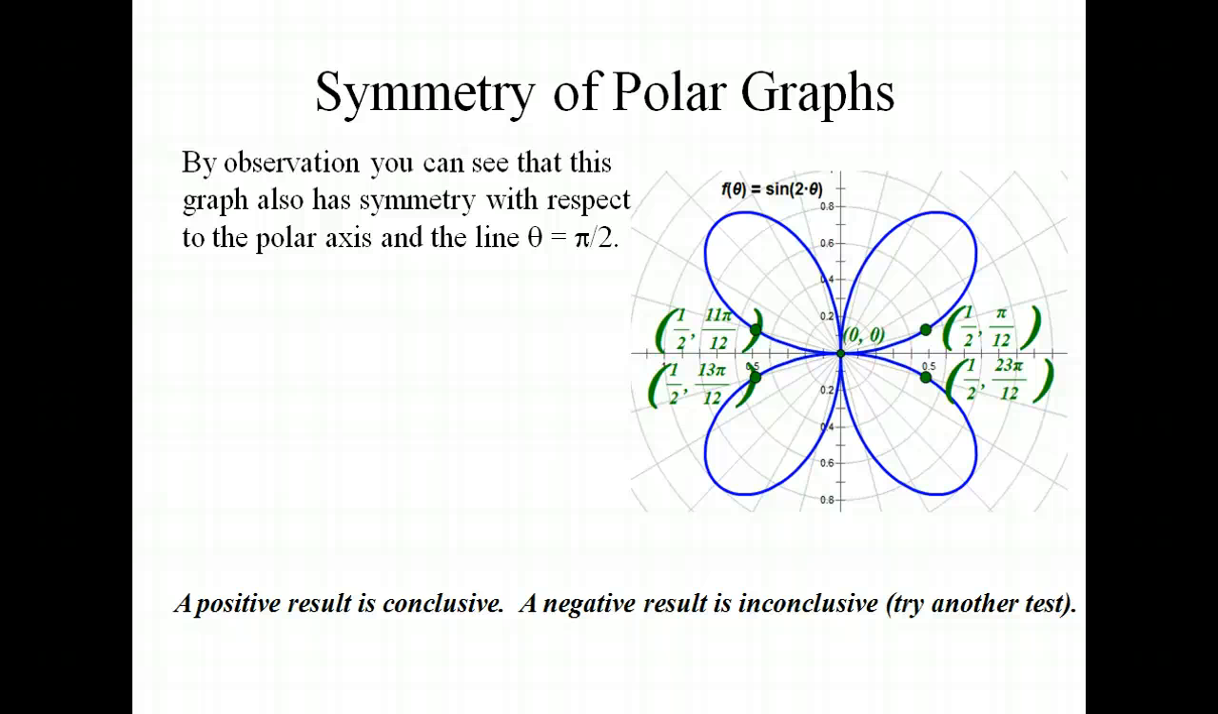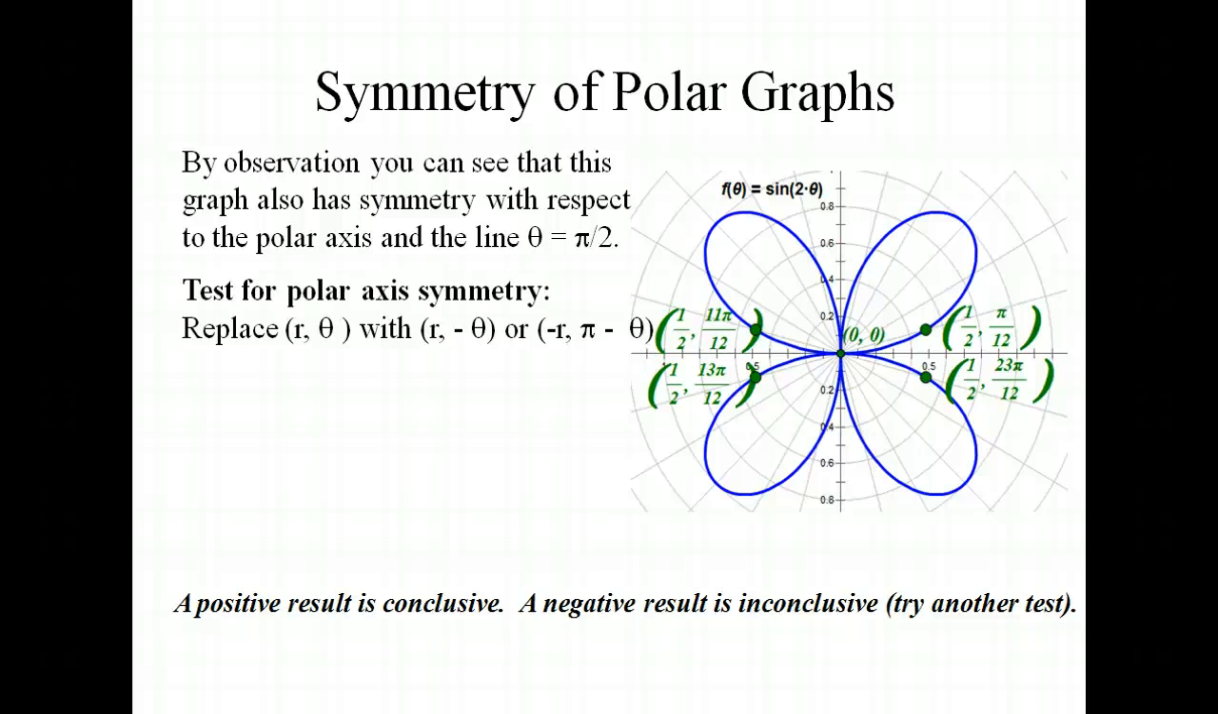Now, by observation of this rose curve, you can see that it not only has symmetry with respect to the pole, but it also has symmetry with respect to the polar axis and the line theta equals pi over 2. So let's go ahead and test the polar axis symmetry. So we can replace r, theta with r, negative theta, or with negative r and pi minus theta. And neither one of those works. But you can still see from the graph that it definitely has polar axis symmetry, but both of our tests failed.